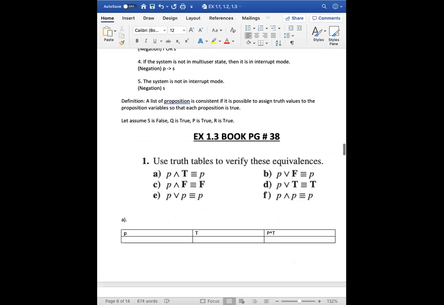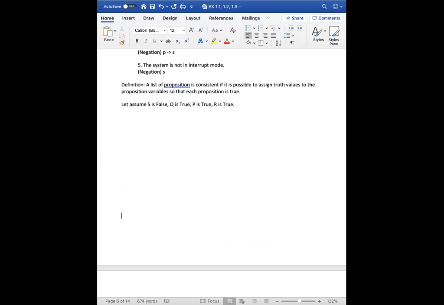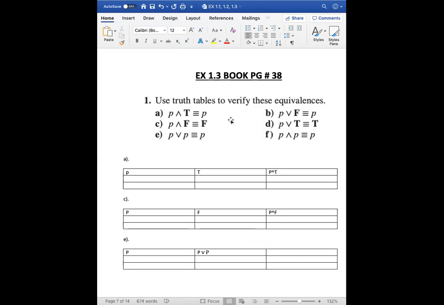Thank you. All right, let's move on to the last exercise, 1.3. This exercise mostly involves the use of truth tables. We will be constructing truth tables for these different proposition statements. Firstly, we have part A, which says P and T, where T means true, and this sign means that it is logically equivalent to P itself.